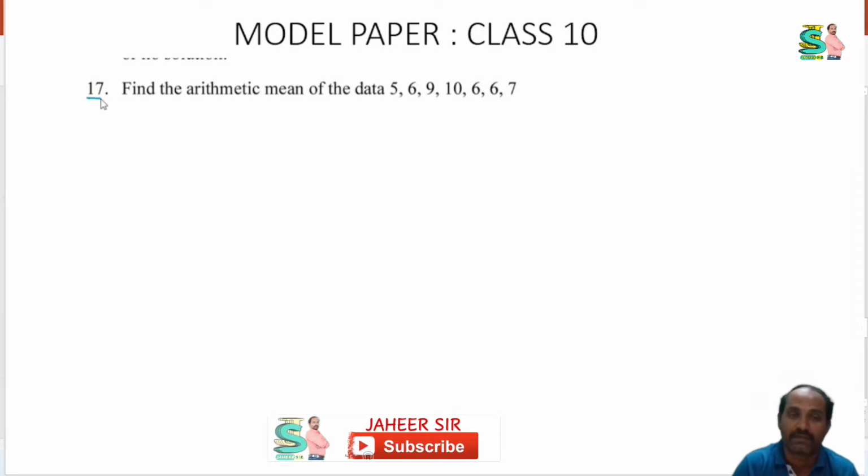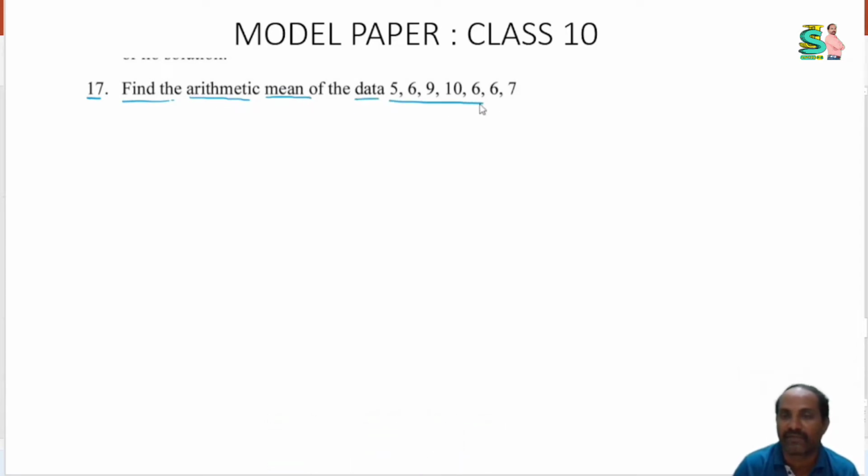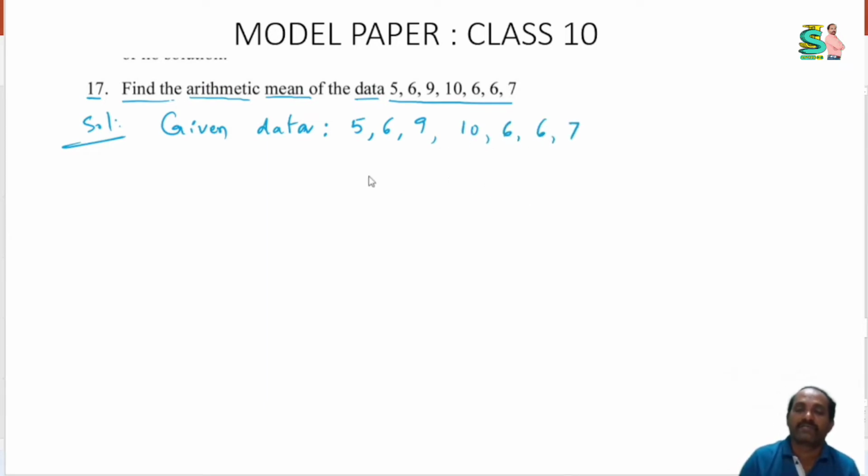17th one, find the arithmetic mean of the data. Here raw data is given. First write the solution here. Given data. Why? Because this one is a 2 mark question, that's why we should write a little working there. Given data is 5, 6, 9, 10, 6, 6 and 7. This one is given data.